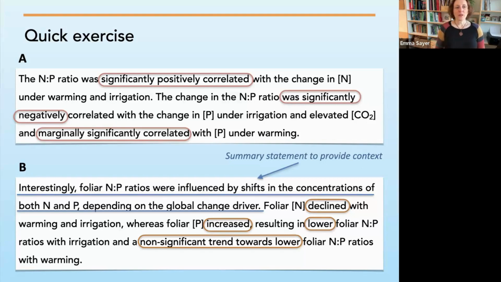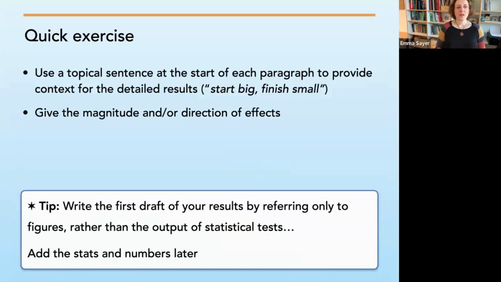So basically, using a topical sentence at the start of each paragraph in the results is a really good way to provide context for the details that you're about to give. So again, starting big and finishing small. Always give the magnitude and the direction of effects.